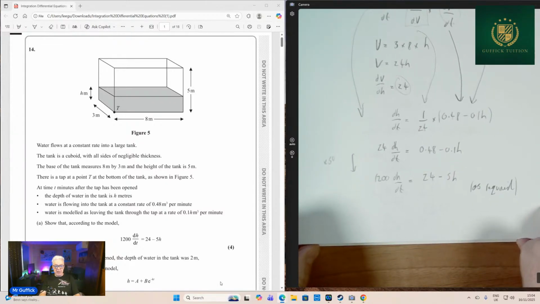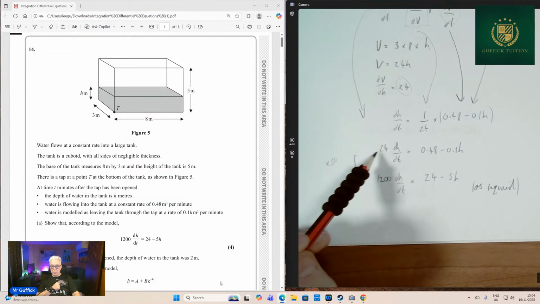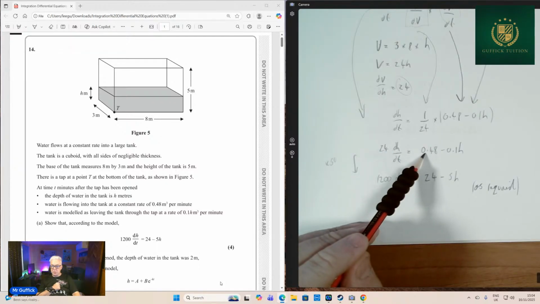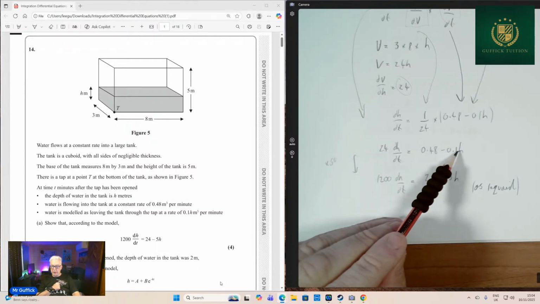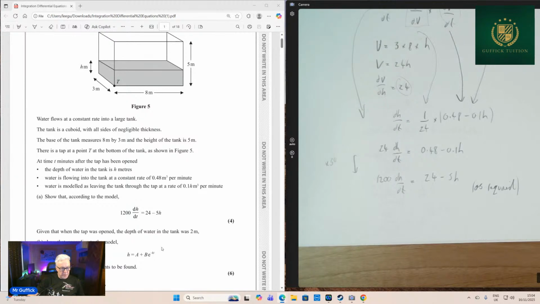All we've got to do now is multiply both sides by 24, and we get 24 dh/dt equals 0.48 minus 0.1h. Then if we multiply both sides by 50, we end up with 1200 dh/dt is equal to 24 minus 5h, as required. So that's part A done. That was quite useful, I think.